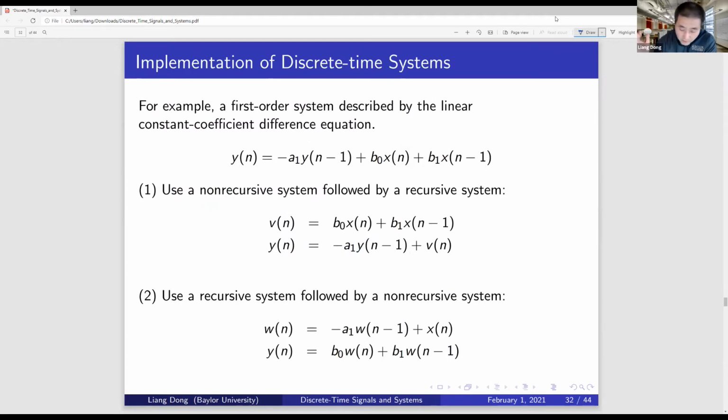If it's not, sometimes we can do piecewise linear. We'll say this small piece is linear. Sometimes we can do some approximation to approximate it as a linear system. So the linear time invariant system is very important.